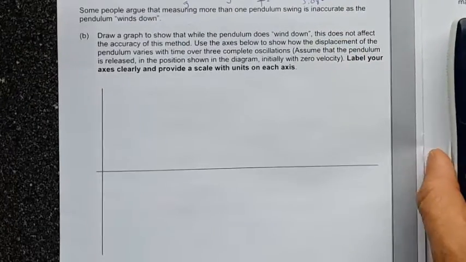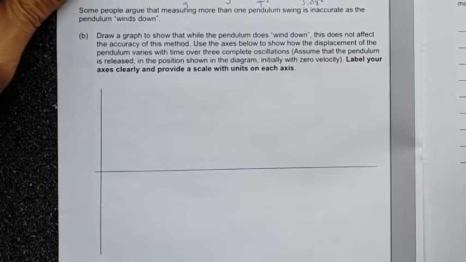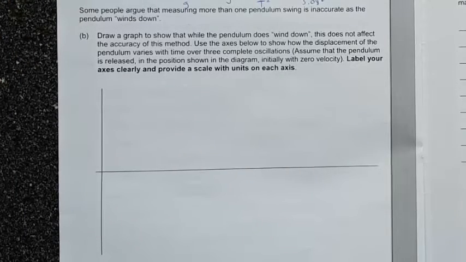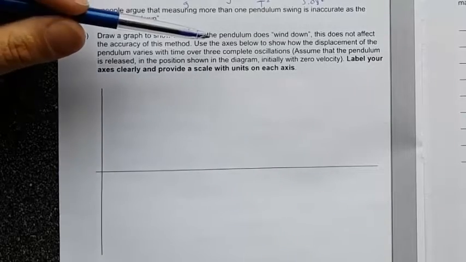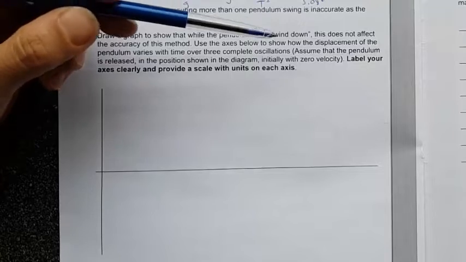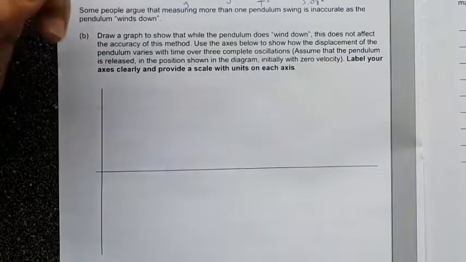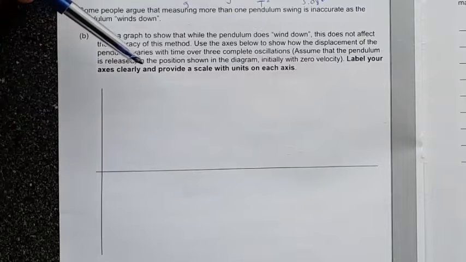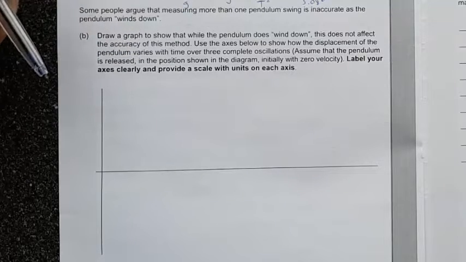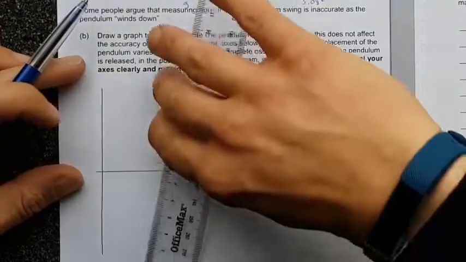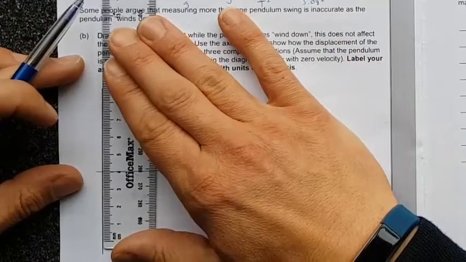Some people argue that measuring more than one pendulum swing is inaccurate as the pendulum winds down. Draw a graph to show that while the pendulum does wind down, this does not affect the accuracy of the method. Use the axes below to show the displacement of the pendulum varies with time over 3 complete oscillations. Assume that the pendulum is released in the position shown, initially with 0 velocity. Label the axes clearly. Okay, so we see that it's released from 12 centimeters, so let's draw that in first.